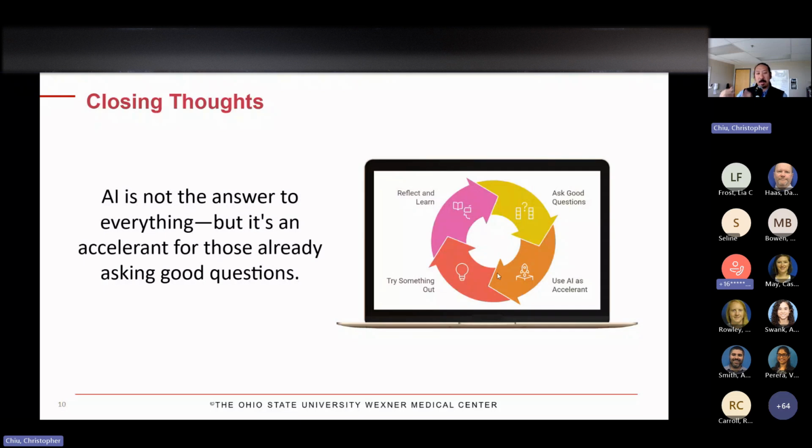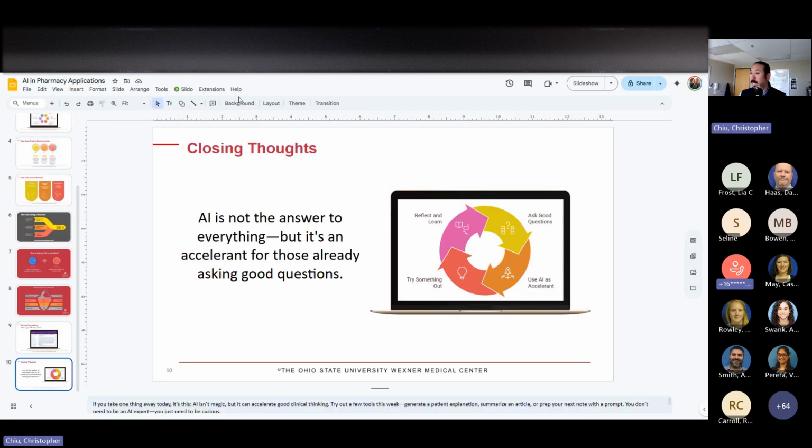But if you're able to ask the right questions, you can use AI. You can try out some fun things, and you'd be surprised at what it can do. And then, obviously, sit back, think, reflect, and learn about the things that you're getting from it, and obviously use it ethically. All right, so I'm going to leave that.